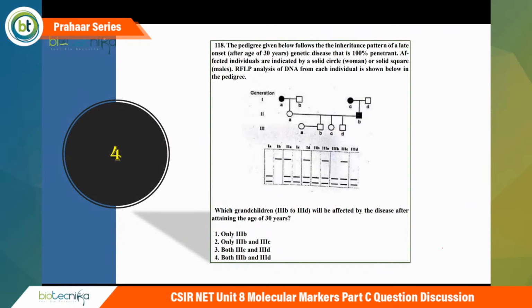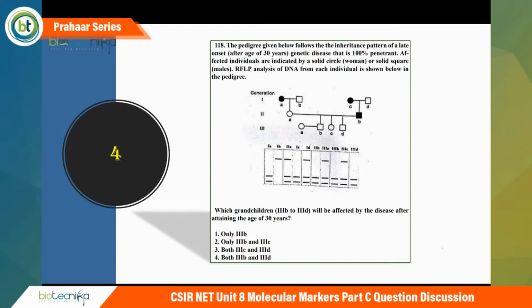Okay, another question, let's move on. Now this is also linked with pedigree and molecular mapping or the molecular markers. The pedigree given below follows the inheritance pattern of a late onset, after age of 30 years, genetic disease that is 100% penetrant. Okay, so what is this disease?